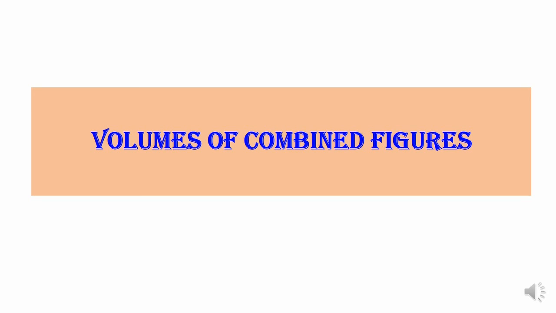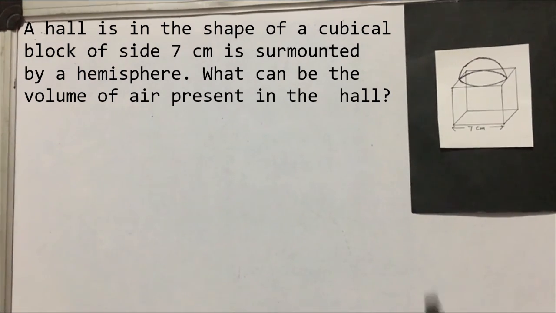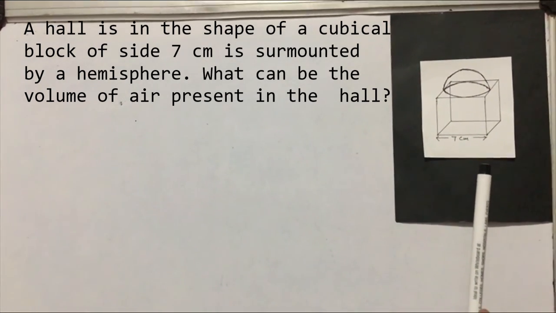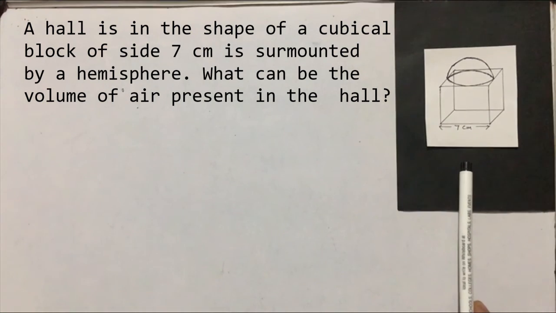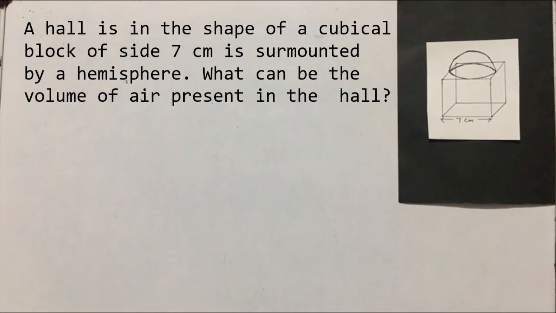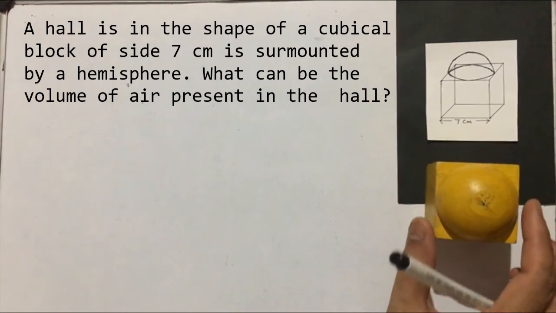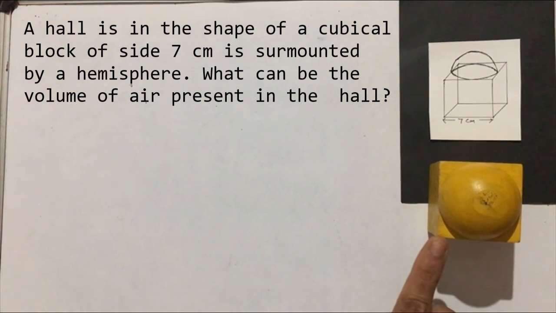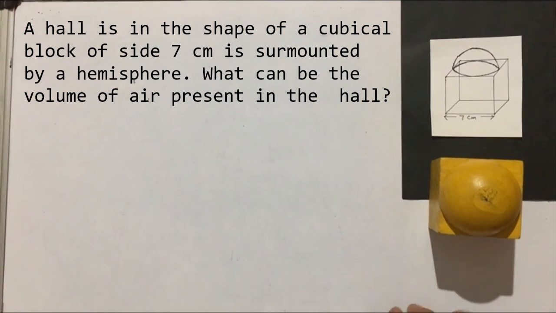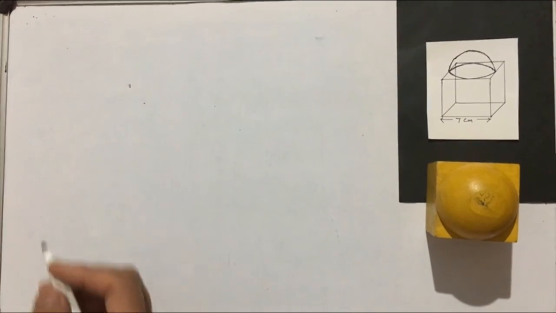Let us learn the volumes of these types of combined figures in this module. Suppose a hull is in the shape of a cubical block of side 7 centimeters surmounted by a hemisphere. What can be the volume of air present inside the hull? If I take that model in this manner, a hemisphere is surmounted on a cubical block of side 7 centimeters. So let us solve the problem in this way.